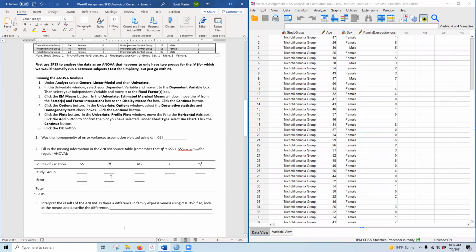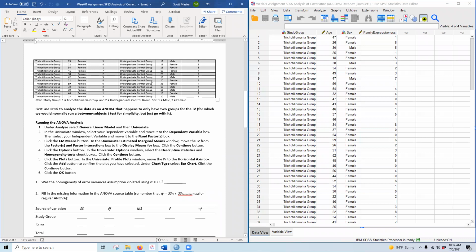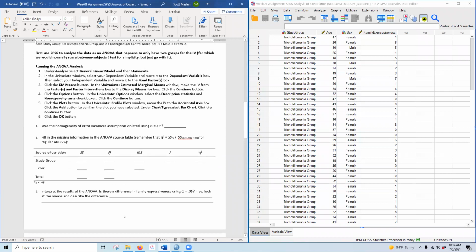So I wanted you to look at it a couple ways. First of all, the first way she did it, because it's just part of the story, is she did an ANOVA with just two groups, which you can do, even though normally that's a t-test. So let's go ahead and run an ANOVA. We're going to compare trichotillomania and undergraduate control group, because that's who her comparison group was, on their family expressiveness, and see what we get.